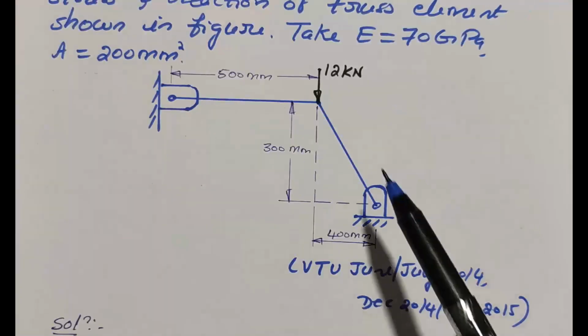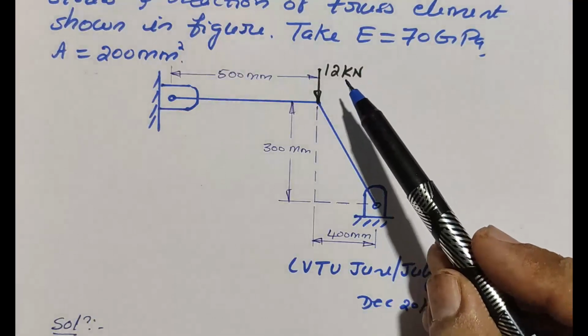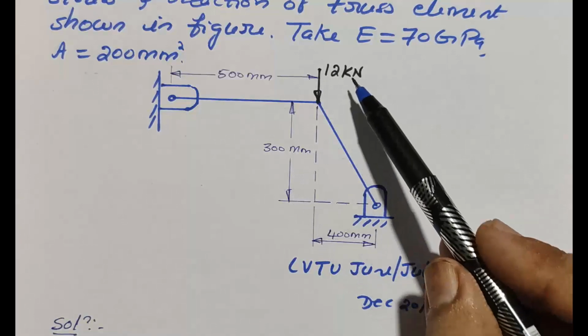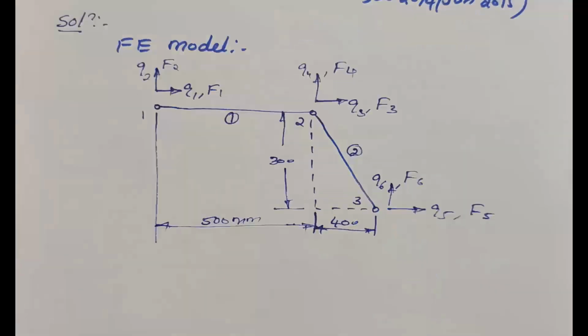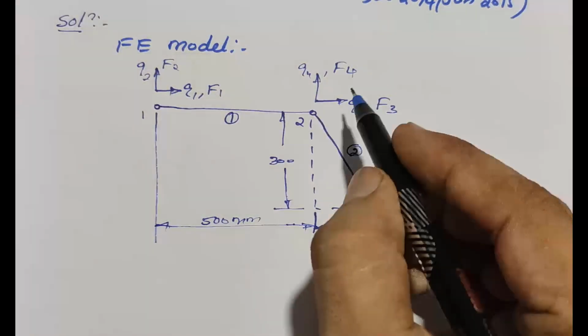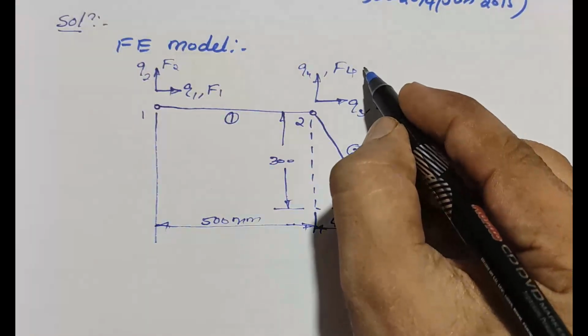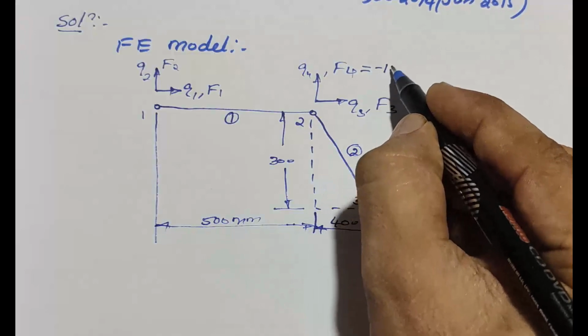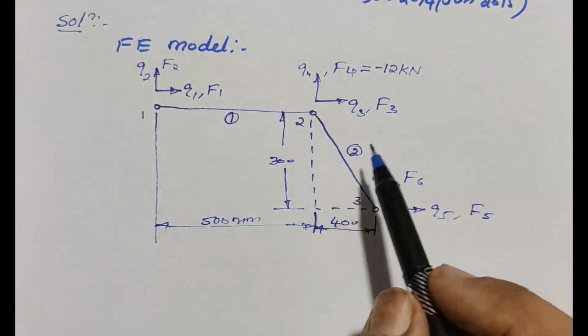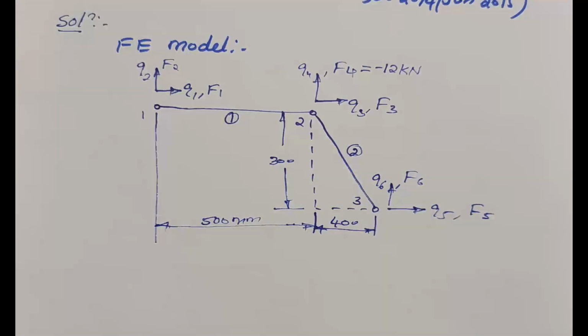If you see the figure here, 12 kN is acting downward, means it is acting in the negative y direction. So this force is minus 12 kN. So at node number 2, the load acting in y direction, that is F4, is minus 12 kilonewton because it is acting downward, that's why we have taken negative. If it is acting upward, then you have to take positive. This is about the finite element model.